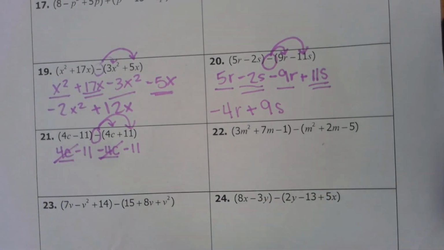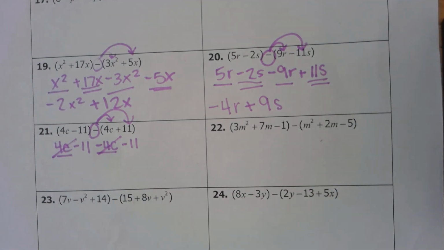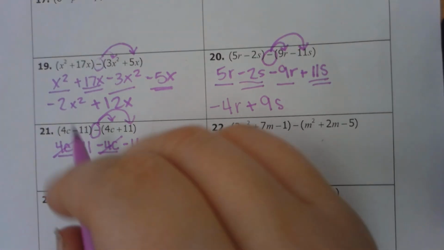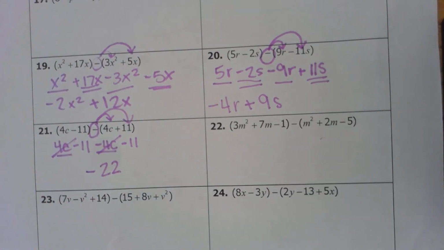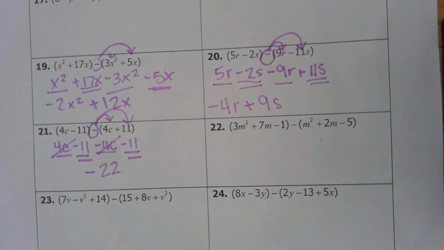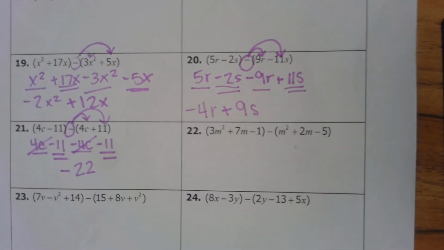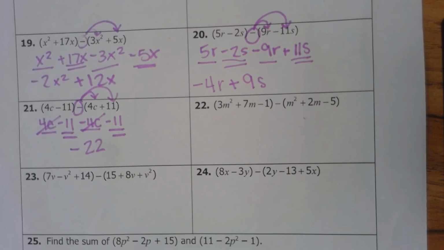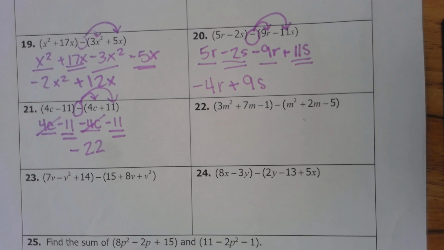They're gone. Negative 11 minus 11 is also not 0. If you need to, put it in your calculator and think, what's negative 11 minus 11? Right, it's negative 22. So there's our answer. Alright, I want you to take a second and completely try 22 on your own.